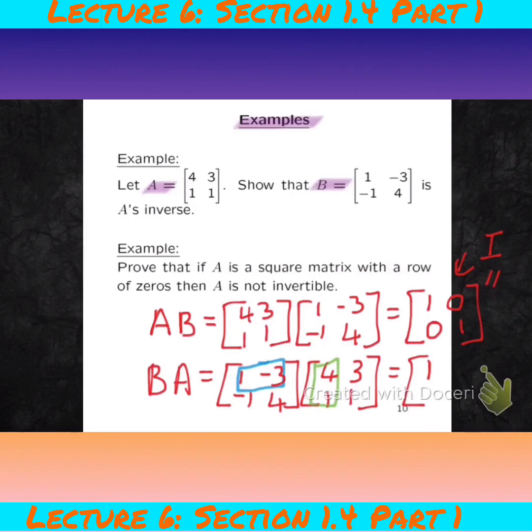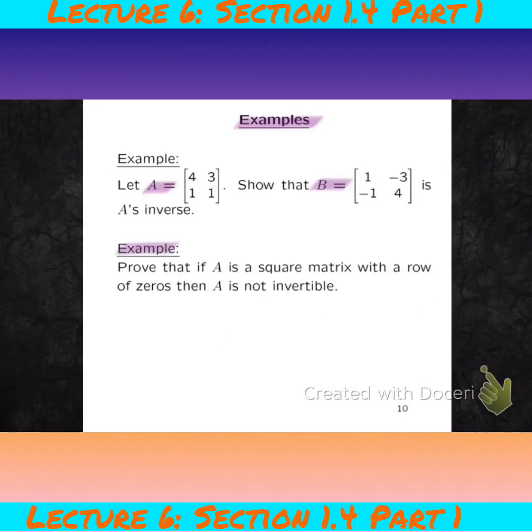Then you're going to dot that again with that, and that's going to be 3 minus 3, which is 0. Then you're going to move on to the second row, and you're going to go to the first column. So that's minus 4 plus 4, which is 0. And then lastly, you're going to dot those two, and that's going to be minus 3 plus 4, which is 1. Okay, and that is the identity matrix. Right, so A times B is equal to B times A is equal to the 2 by 2 identity matrix. So it is clear that B is A's inverse.